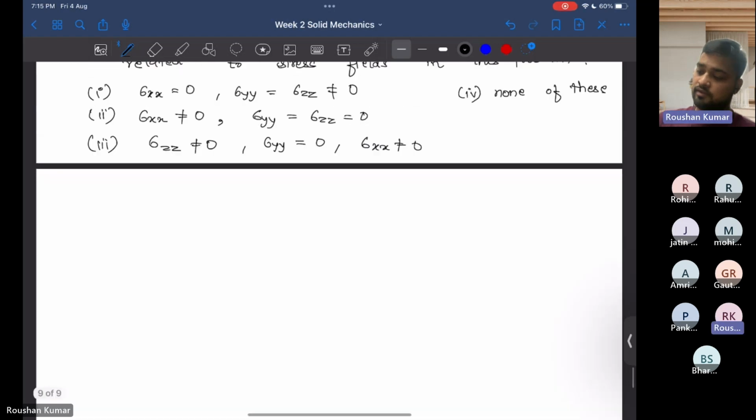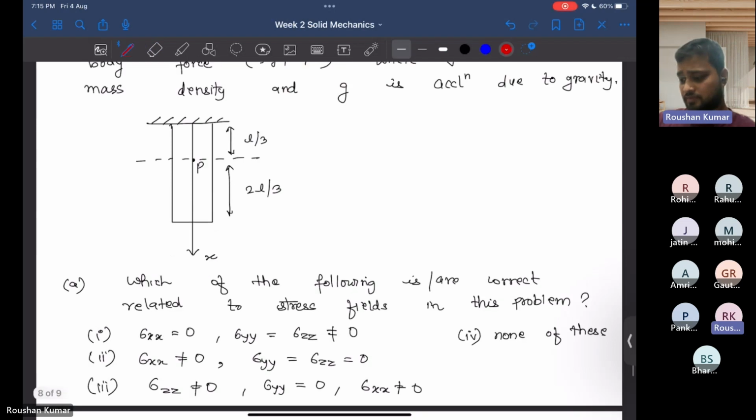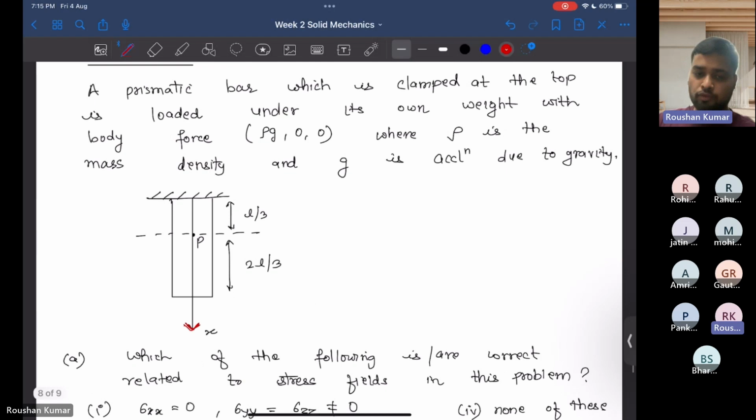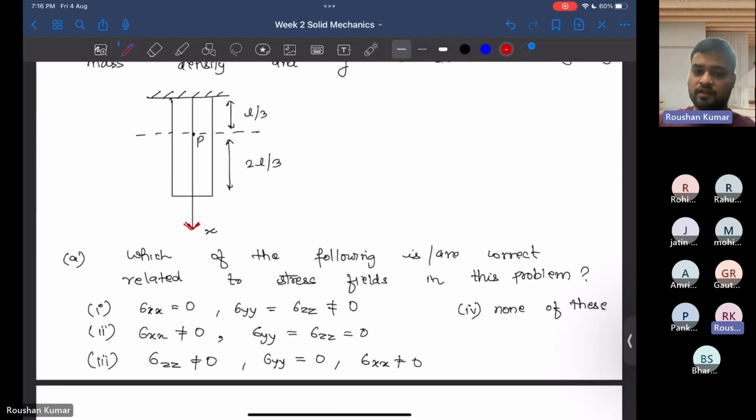Okay, so here you see that the body force is acting downward, which is along x direction. If any body is loaded along any direction, the stress is not 0 in that direction because it is stretched by some amount, and it also encounters some stress in the opposite direction. So the body is generally under stress under its own weight, that is due to their mass density. So the first option is sigma xx is 0, that means stress along x direction is 0, which is incorrect, and sigma yy sigma zz, which is basically along the lateral direction, is non-zero, so this is not the correct option.